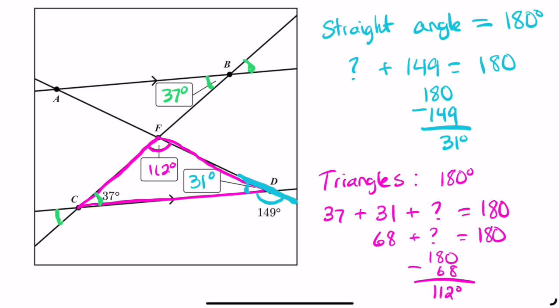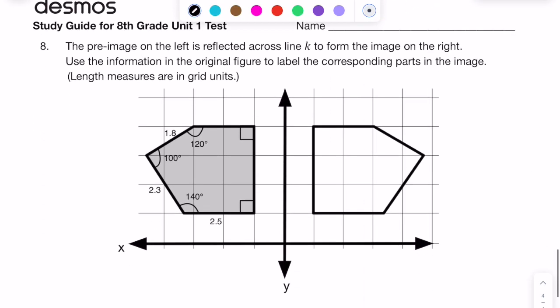Beautiful. Okay, last page. Question 8: the pre-image on the left is reflected across line K. To form the image on the right, use the information in the original figure to label the corresponding parts of the image. Lengths measured are in grid units.